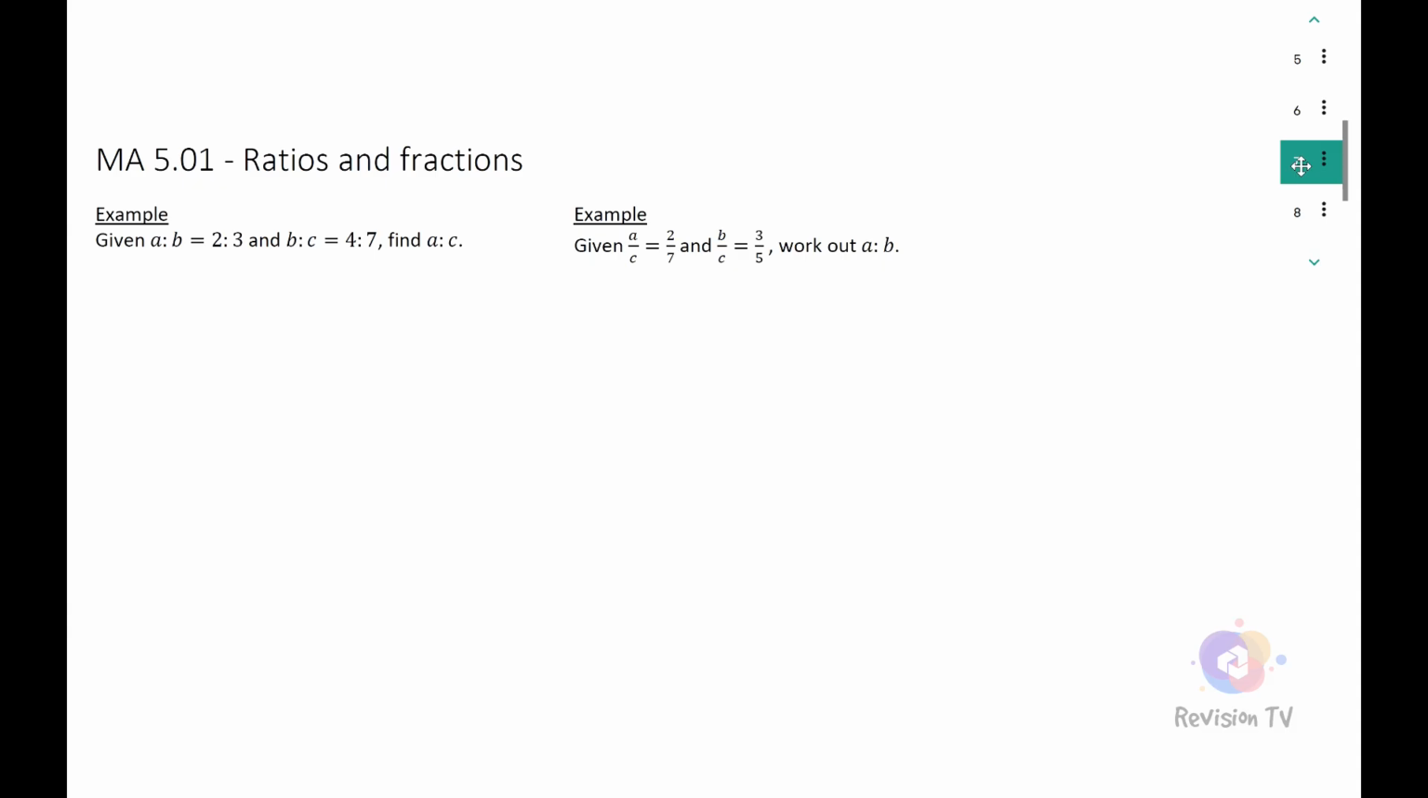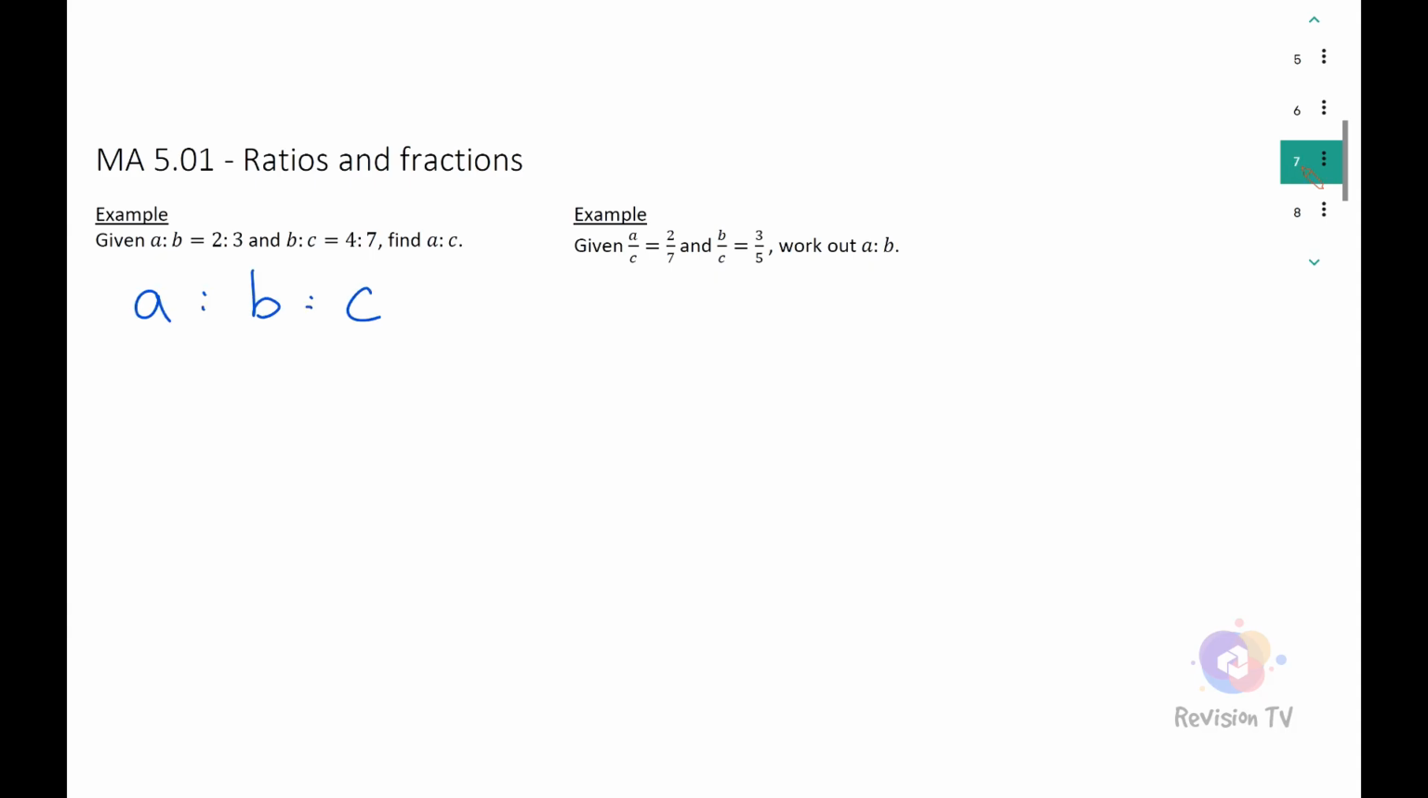Next example. Now, these are more like a GCSE exam question that you sometimes see in a paper where they give you two kinds of ratio and you need to connect them together. Now, I'll teach you one easy way to do this type of question. Example, given A to B is 2 to 3 and B to C is 4 to 7. Find A to C. The way I do it is you write them all like this, list them out A to B to C.